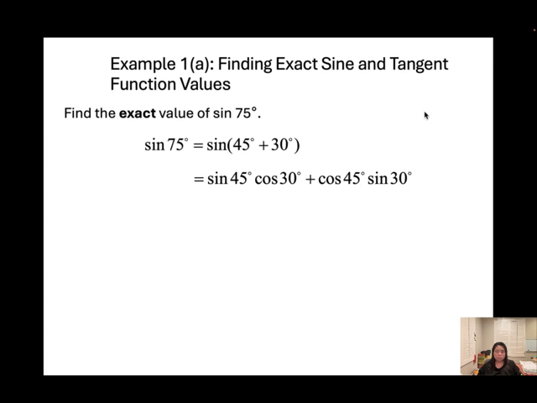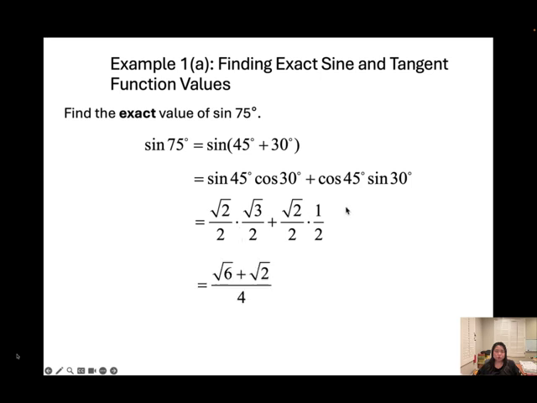Okay, you should get this. Sine A cosine B plus cosine A sine B. And then use the special triangle: sine 45 is going to be root 2 over 2, cosine 30 will be root 3 over 2, right? And then same thing, cosine 45 will be root 2 over 2, and sine 30 will be equal to 1 half. Okay, simplify it. That will be root 6 over 4 plus root 2 over 4.